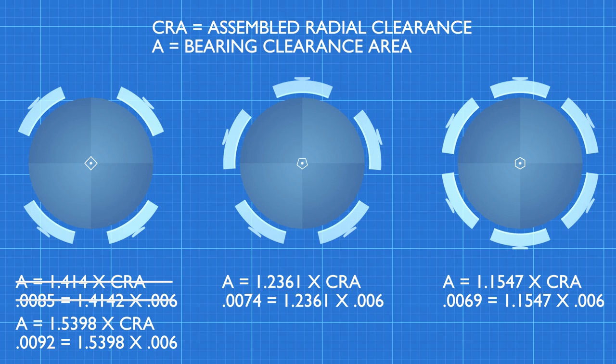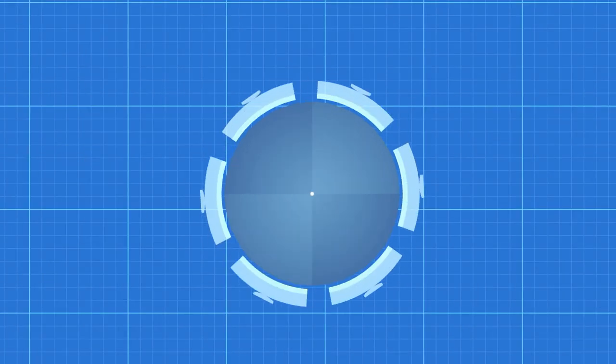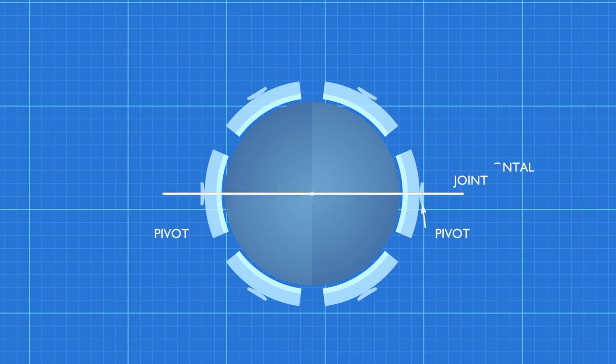Since the bearing clearance area of the 6-pad design is less than that of the 5-pad design, can you rotate pads to share the load for the 6-pad design? Not really. First of all, that would put the pivots at the horizontal joint. Even if you could get by that design challenge, there is a bigger problem.